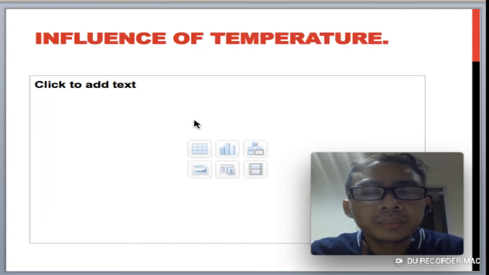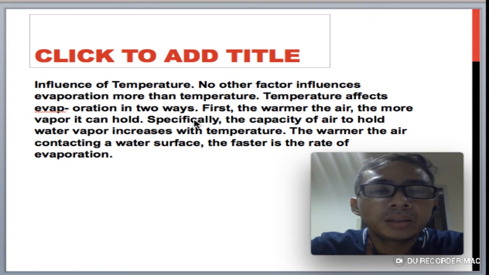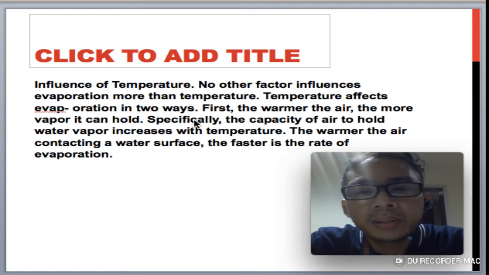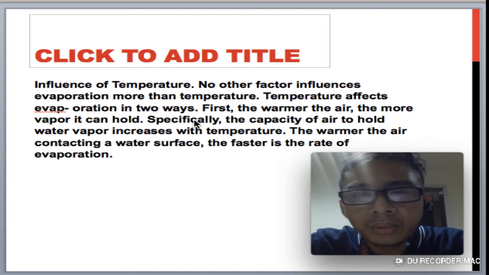So, influence of temperature. Why does temperature matter so much? No other factor influences evaporation more than temperature. Temperature affects evaporation in two ways. First, the warmer the air, the more vapor it can hold. Specifically, the capacity of air to hold water vapor increases with temperature. The warmer the air contacting the water surface, the faster the rate of evaporation.